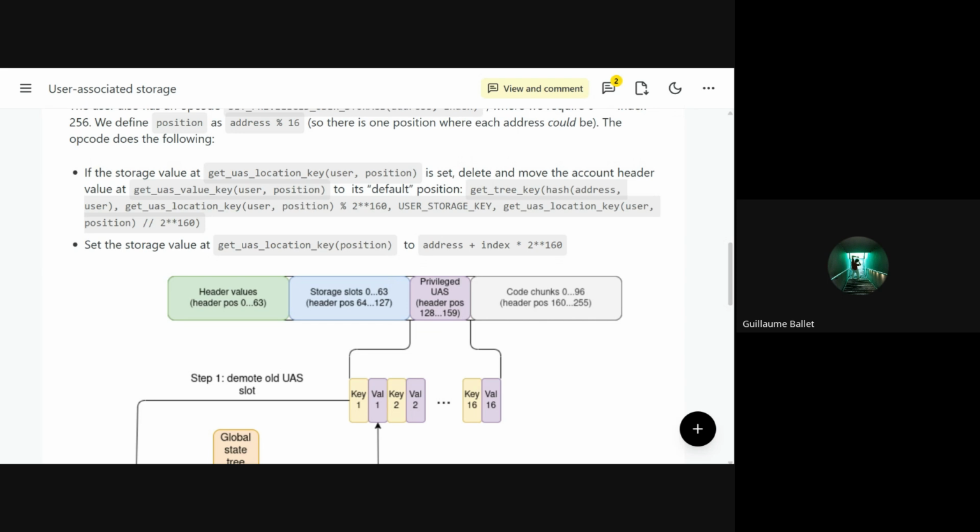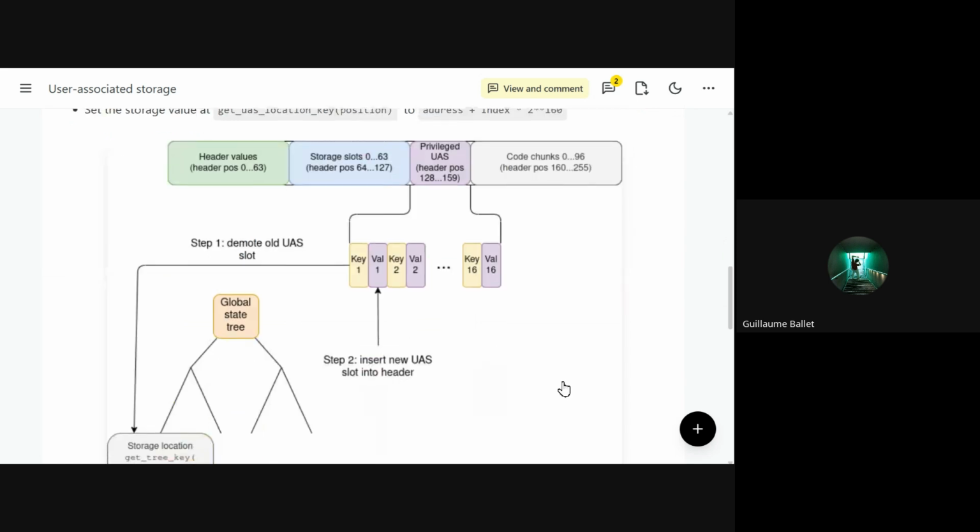One detail I'm a bit fuzzy on. So there's a maximum of 256 UAS slots, here 16 privilege. In total, yeah, so 256 per account. So effectively, theoretically, this basically means that a contract can have 256 of these user mappings. And theoretically, if you want more than 256, you just work around it by making child contracts.